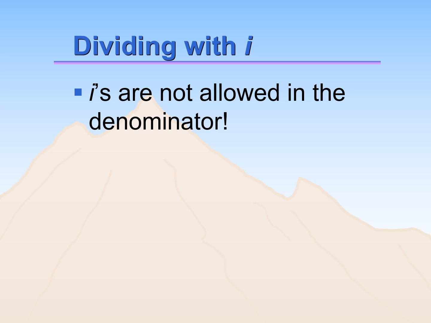So i's are not allowed in the denominator ever. So it's just like when you were working with radicals. Radicals were not ever allowed in the denominator, and we had to rationalize. Same thing with complex numbers. We never want an i in the denominator, and when we do have one, we want to rationalize.